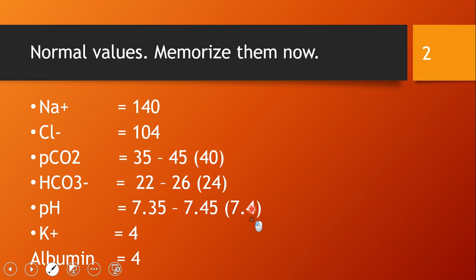Next one, pH, normal 7.4. But you need to know the range. So basically add 0.05, take away 0.05. So 7.4 is normal. Add or take away 0.05. And you don't really need to know these other ones, but just know it's 4. So more 4s, lots of 4s in here.